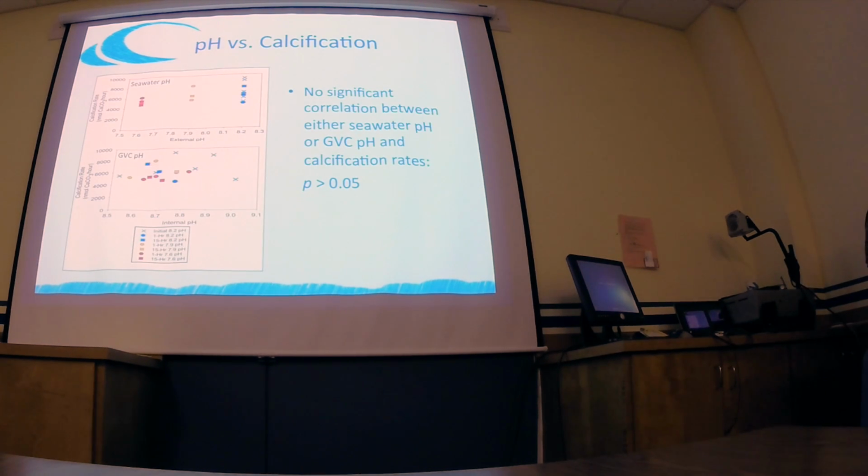So as Langdon and Atkinson had compared calcification rates to pH, I also wanted to do that to see if I found any correlation. And so up here, I measured the calcification rate against the seawater pH, and I did not see any significant correlation here. But since I measured the GBC pH throughout these calcification incubations, I thought that there may be some sort of correlation that we can see within the GBC because it is more direct to the calcifying fluids. And again, we have the GBC pH and the calcification rates, and there is no correlation again with this plot.